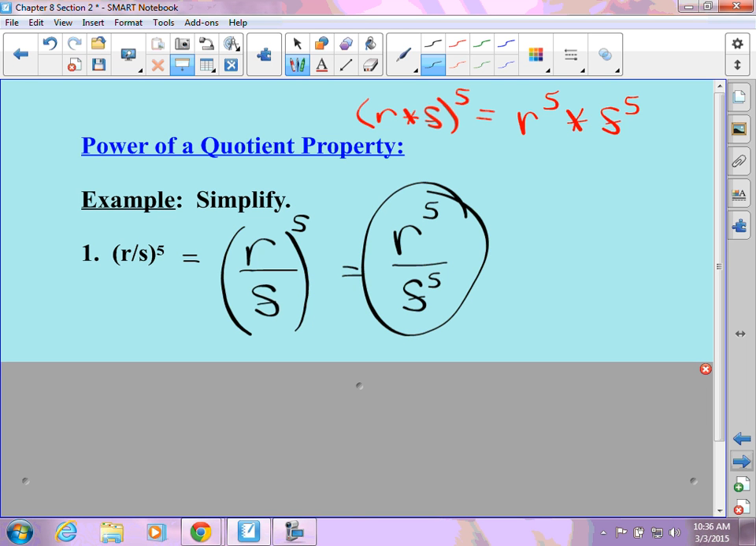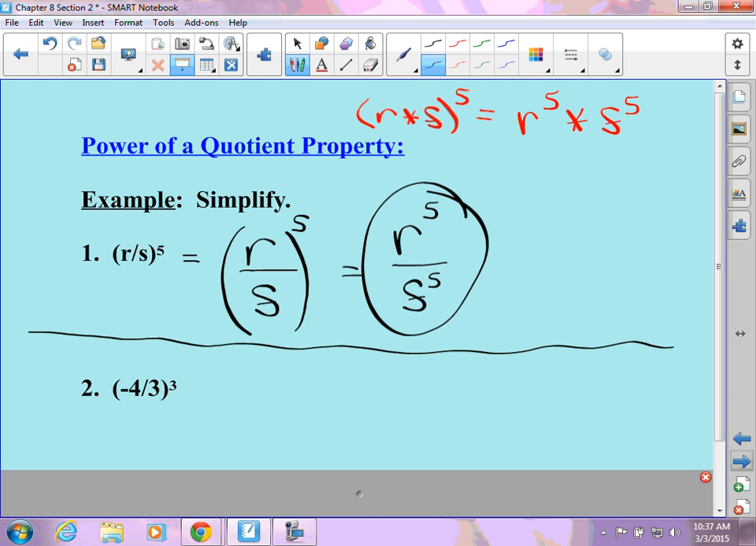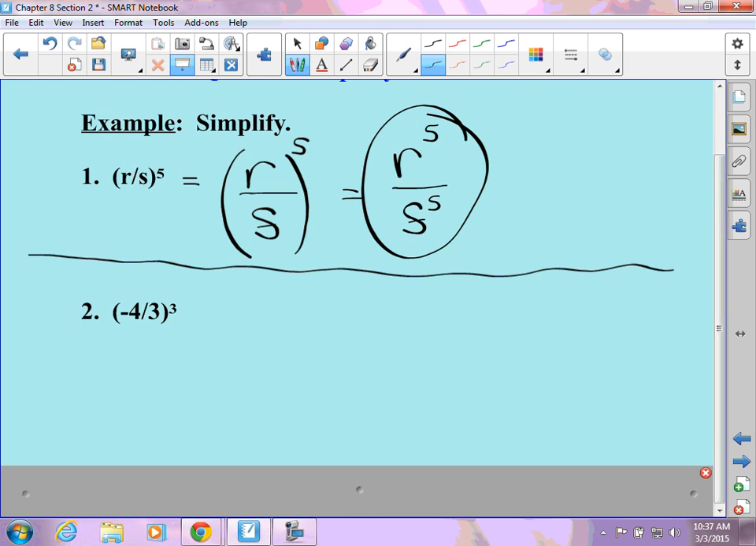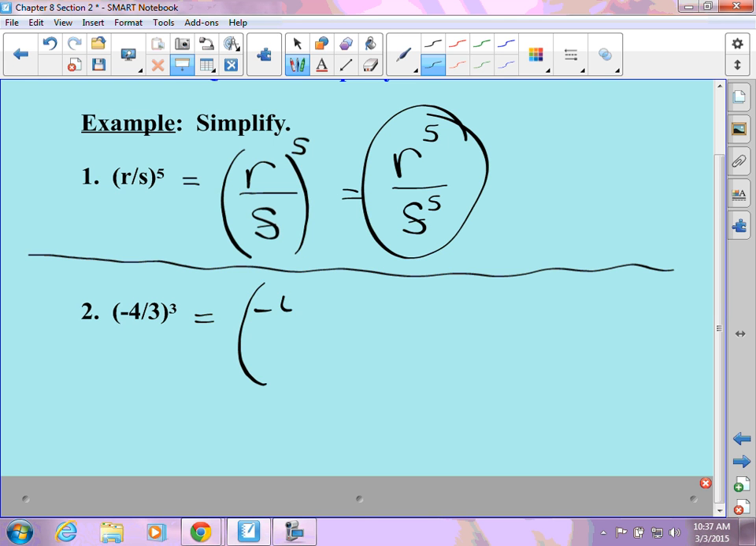Let's look at number 2. It looks like this. Now, what do you notice about the 4? So it has to have what? It has to have parentheses.